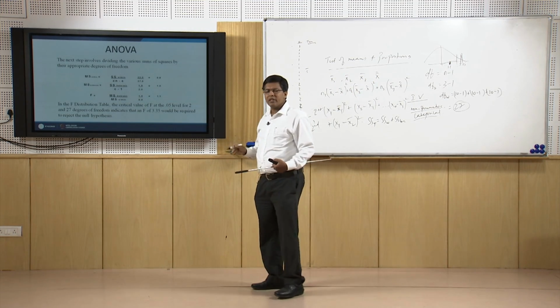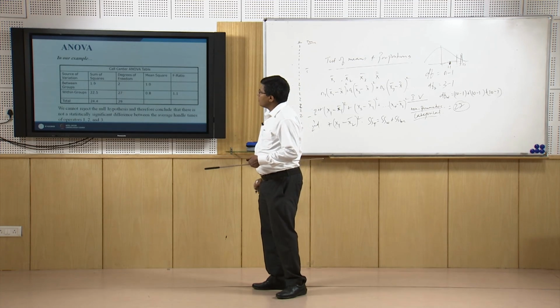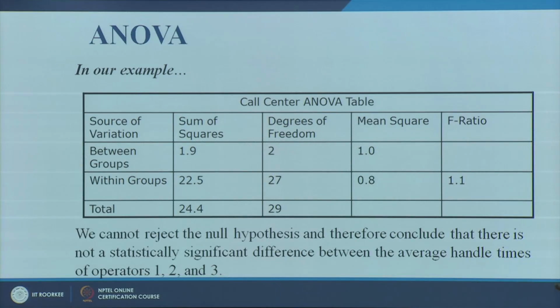There could be some case in which it can cross the boundary. This is how an ANOVA table sometimes looks, if you are using Excel, SPSS, Minitab or anything. Sum of square between the groups is this much, within the groups is this much. The total was 24.4, degree of freedom is 2 and 27, so total is 29, mean sum of square is 1, 0.8. So the F ratio is this much. We cannot reject the null hypothesis and therefore conclude there is not a statistically significant difference between the average handle time of operator 1, 2 and 3.